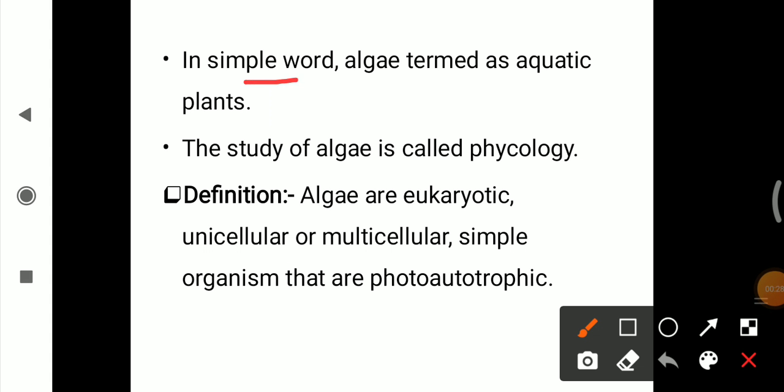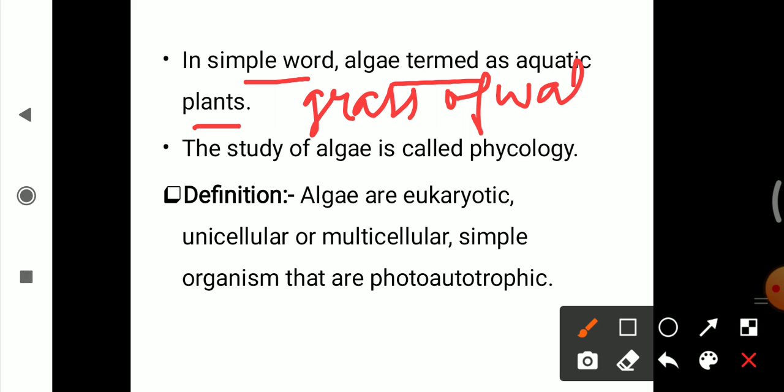In simple words, algae is termed as an aquatic plant, or it can also be termed as the grass of water, because they are mostly found in the water and in the form of grass. As grass grows in the garden, in the water the algae grow like grass. The study of algae is called phycology.